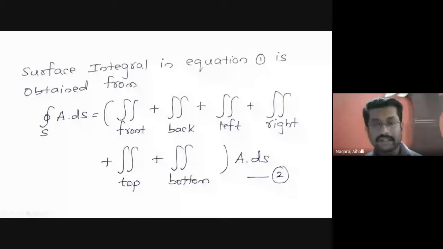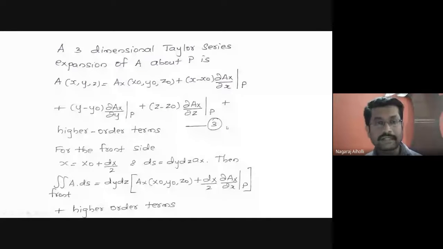The closed surface integral of A dot dS will be over the total surfaces, that is front, back, left, right, top and bottom, of the vector A with respect to dS. Then we use a three-dimensional Taylor series in order to find the total flux of the vector field A about the point P. We are expanding that using the Taylor series. This is our Taylor series equation, right? Then you may ask me what happens to the higher order terms.